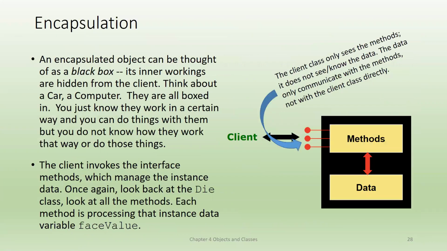Okay, as a client, you really can only see the methods. If you look at this, the client can only see the methods. You cannot see the instance data. And the instance data are only manipulated by the methods. The client does not have direct access to the data, so it cannot manipulate the data unless it uses the methods provided, which is set and get. Okay, any questions?